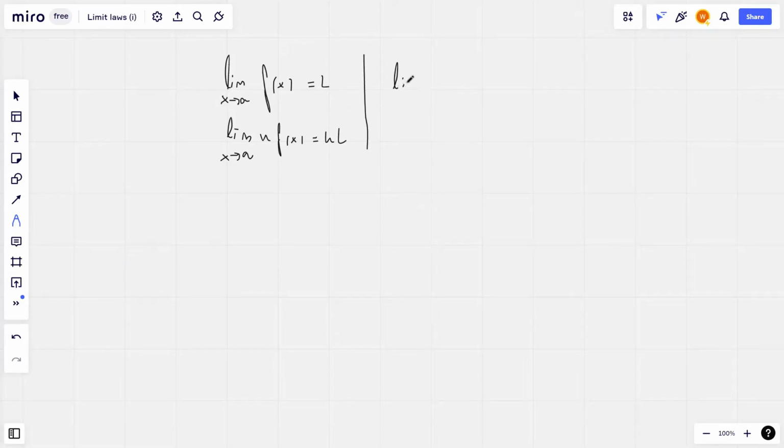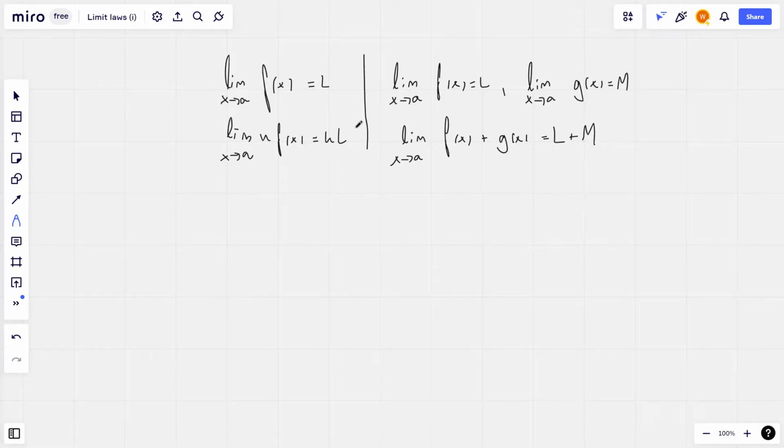And the second law is if we have that the limit as x goes to a of f of x equals l, and the limit as x goes to a of g of x equals m, then we have that the limit as x goes to a of f of x plus g of x equals l plus m. Okay, let's start with proving the first.